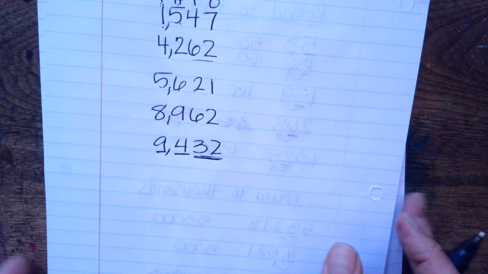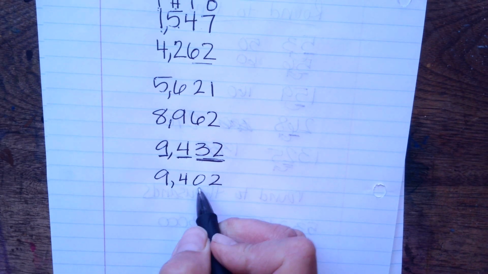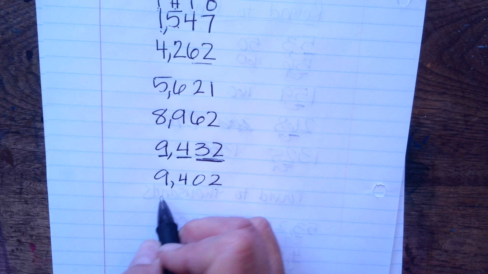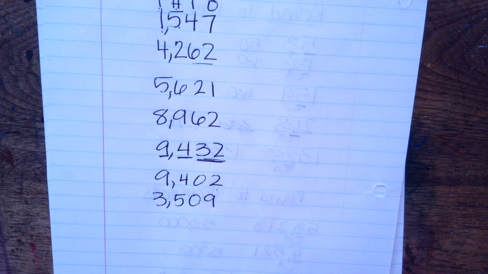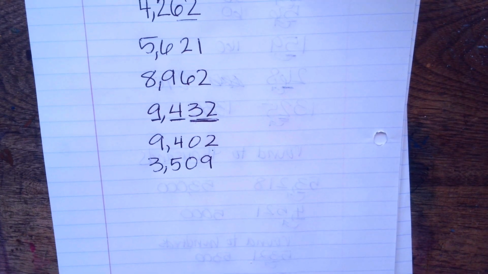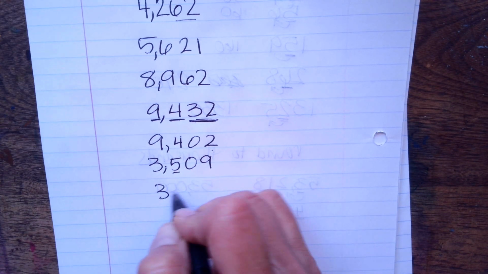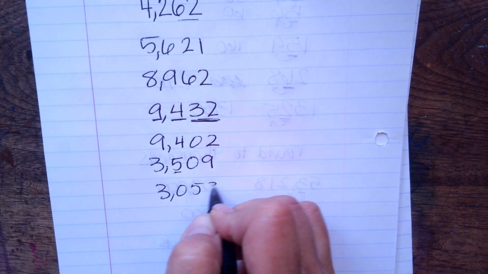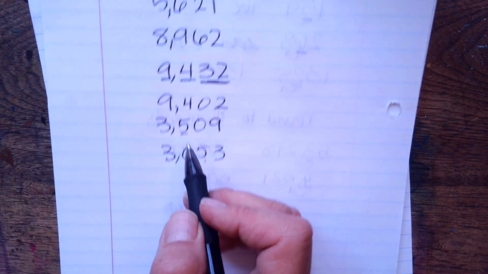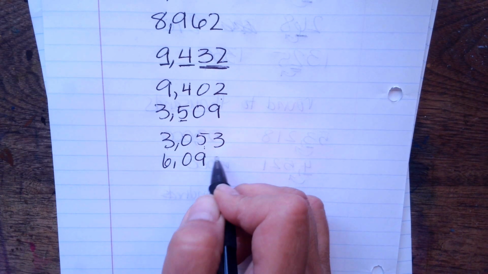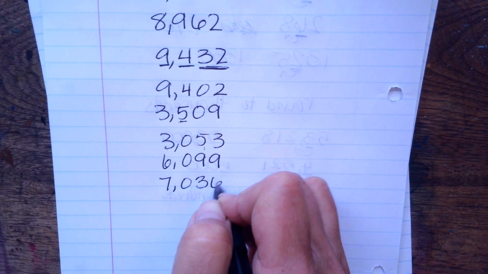If it's a 0 here, then it would be 9,402. 3,509. Does that make sense to you? If there's a 0 in the hundreds, 3,000, you don't say hundreds, so you just say 3,053, 6,099, 7,036.